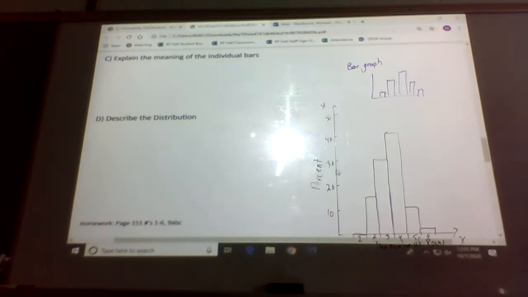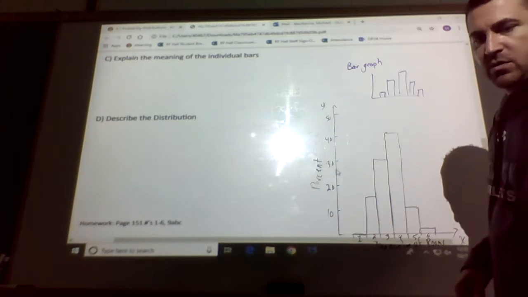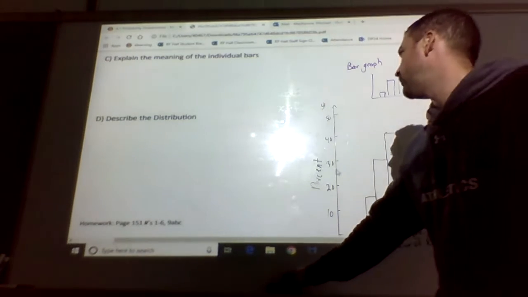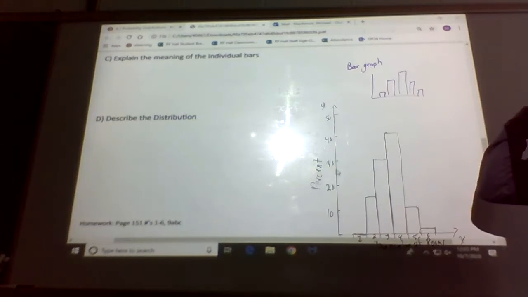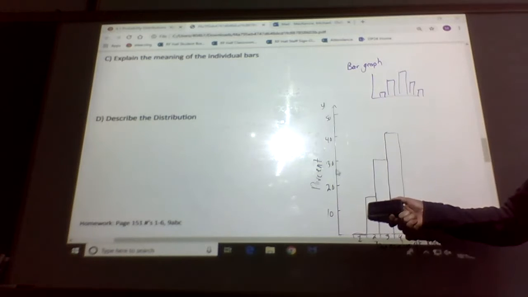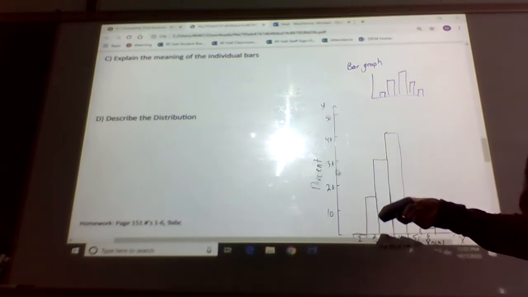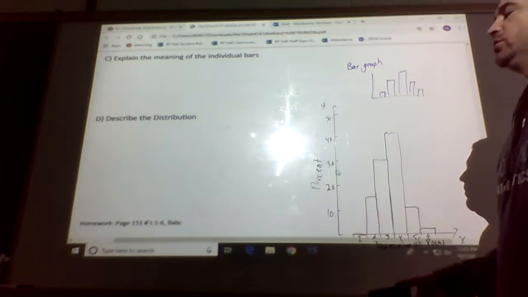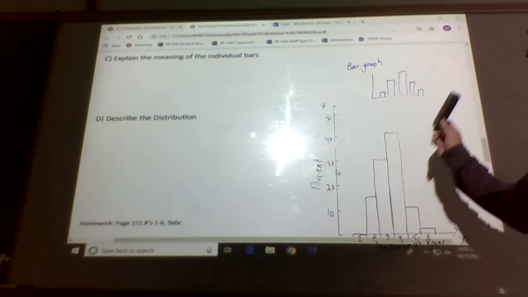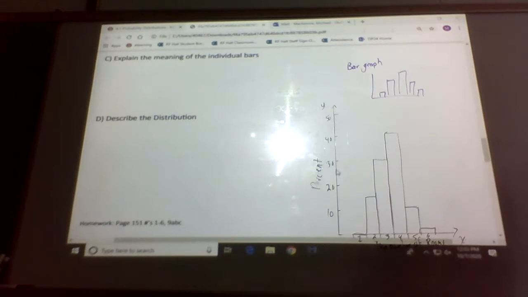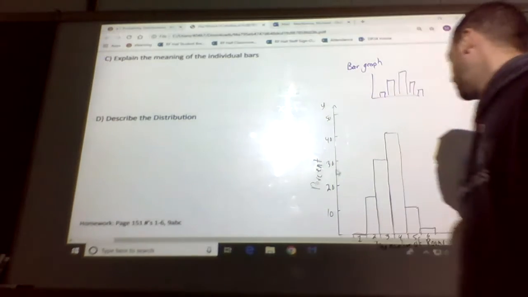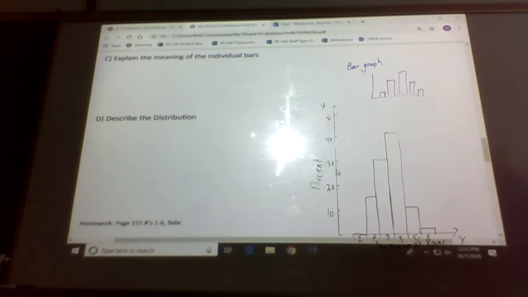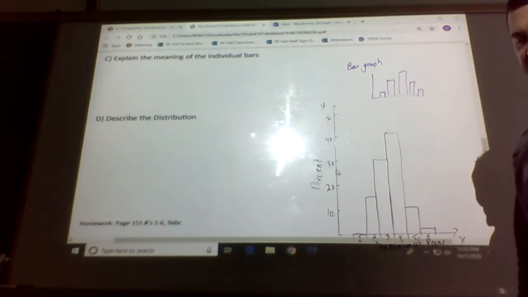Okay, C, explain the meaning of the individual bars. Well, that's self-explanatory. The bars represent the percentage of each apartment type. So this one is 15%, which represents 15% of apartments having 2 rooms, 30% have 3 rooms, not bedroom but rooms, 42% have 4 rooms and such. So that's the meaning, it's just the percent of each apartment type.